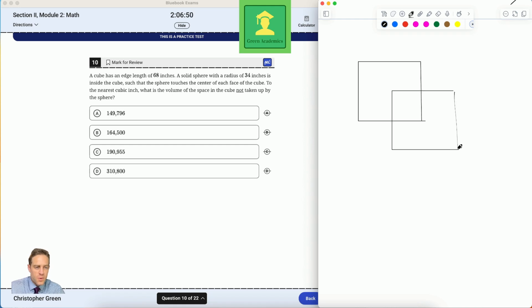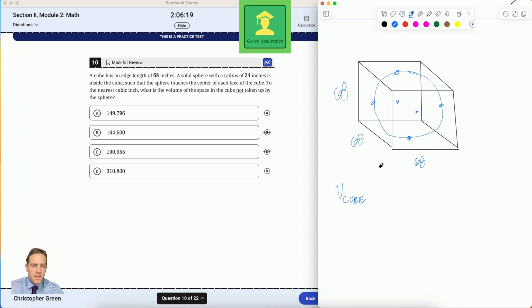So putting a sphere inside a cube, it touches in the middle of all 6 faces. The sphere inside the cube looks something like this, and it touches here, here, here, here, here, and here. Although again, it's kind of hard to draw a perfect picture of it. The cube having edge length of 68, the volume of the cube is of course just 68 times 68 times 68.